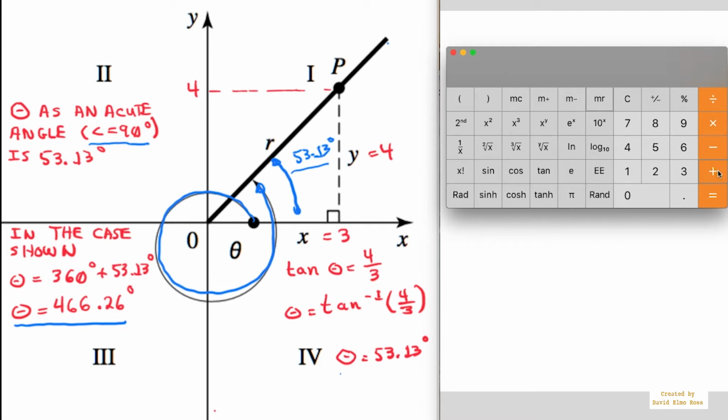Now, if we add 360, we get this number here. And if we take a look at the sine of that, that's 0.8. If we look at the cos of that, that's 0.6. And if we look at the tan of that, it's 1.33. So no matter how many times we go around and end up with 53.13 from the x-axis here, we're going to get the same sine, cos, and tan.